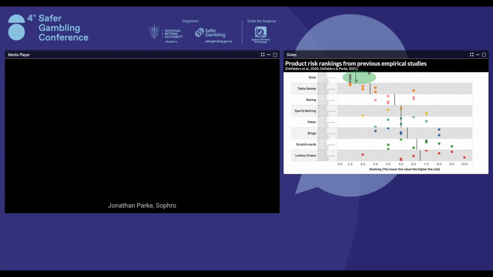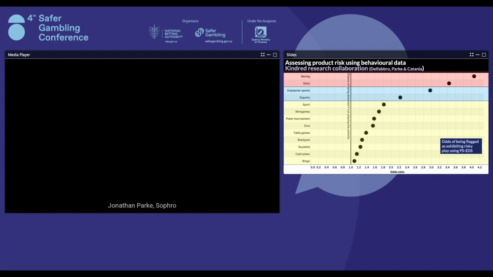And as you can see there, slots come out on top in terms of the highest risk, ranked number 1, right down to lottery as being ranked as the least addictive or potentially harmful, at 8, 9, and 10. Now, most of that research has looked at a combination of land-based and online types of products, but also they looked at self-report measures, from survey data.